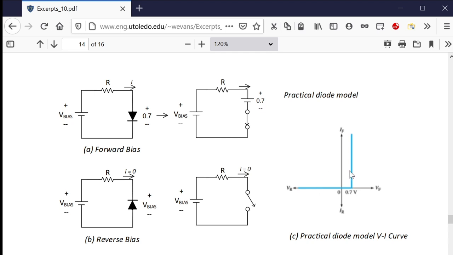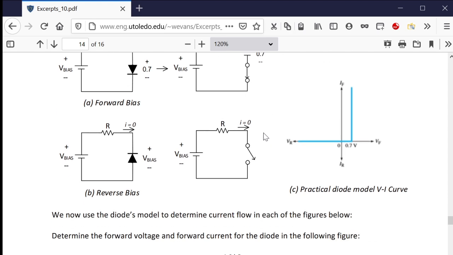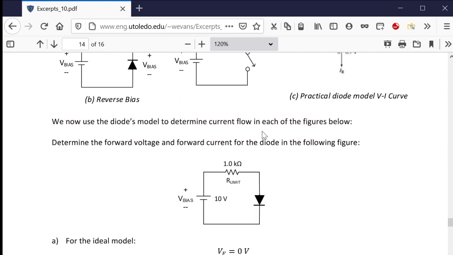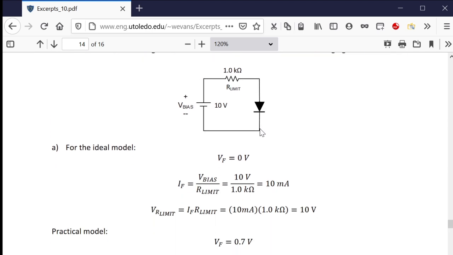In the forward direction, you have to add that 0.7 volts, and I always add that 0.7 volts. It's good to think about it, and it's good to put it in. Okay, so now you can start asking questions for the ideal model, for the practical model.